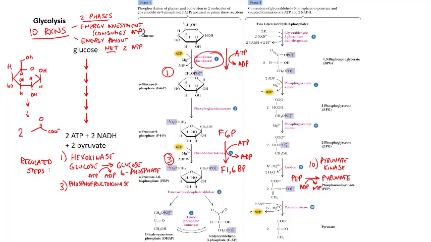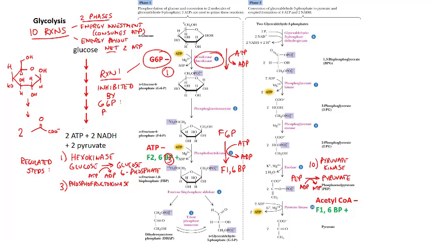So how are these reactions regulated? All right, reaction 1 is inhibited by glucose 6-phosphate, its own product. This is an example of what's called product inhibition. Product inhibition is when the product of a reaction is a competitive inhibitor of the enzyme that catalyzes that reaction. So glucose 6-phosphate binds to the active site of hexokinase and prevents glucose from binding, right?